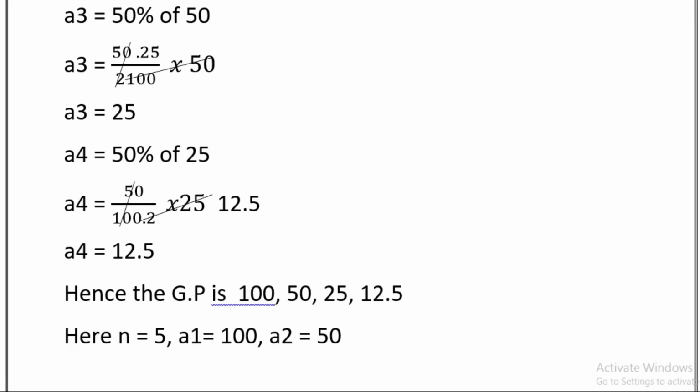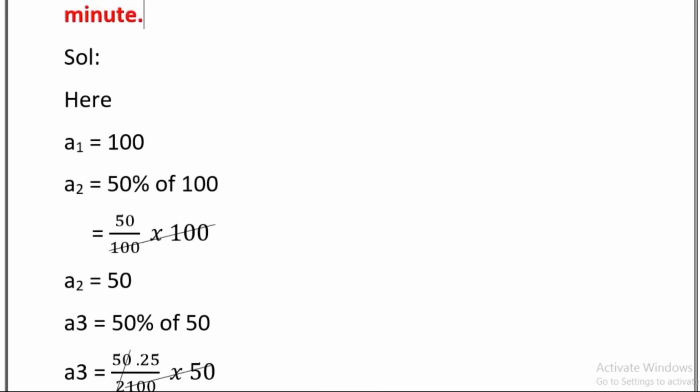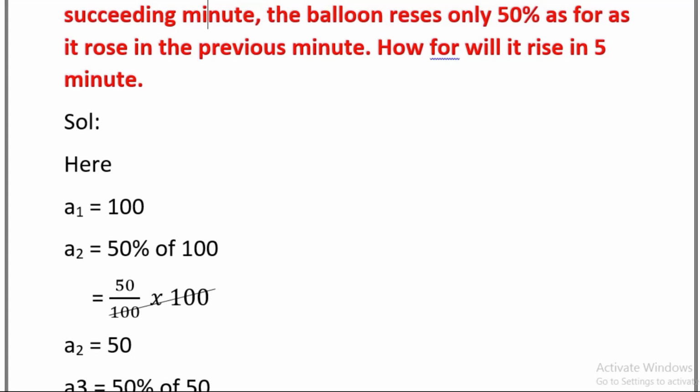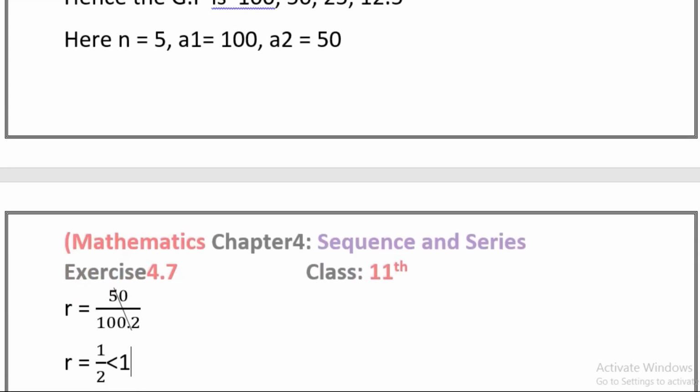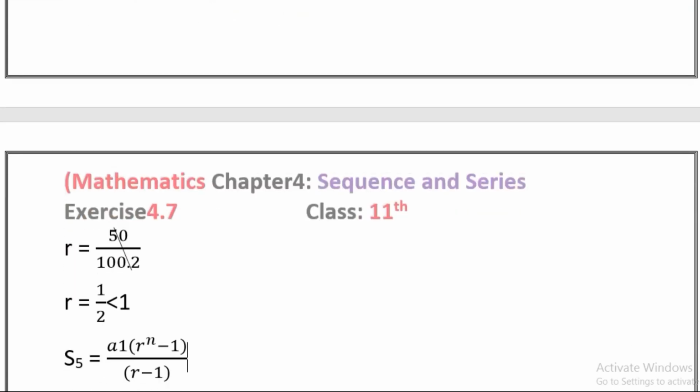Next, according to the question, how far will it rise in 5 minutes? So n is equal to 5. A1 is equal to 100, A2 is equal to 50. So R is the common ratio between A1 and A2. So the value of R is equal to A2 divided by A1, which is 50 divided by 100. So R is equal to 1 divided by 2, which is less than 1.